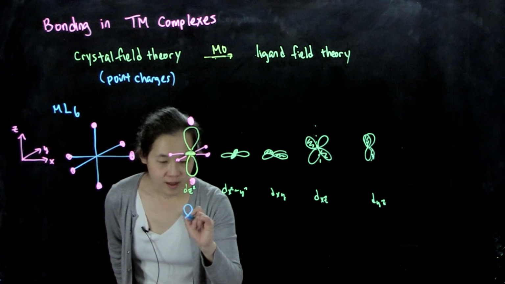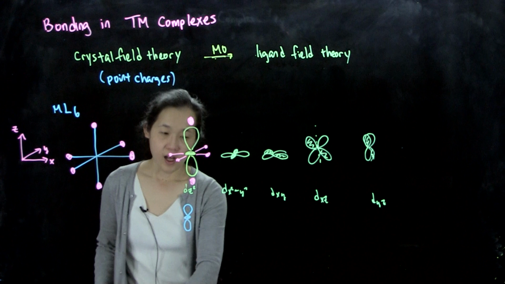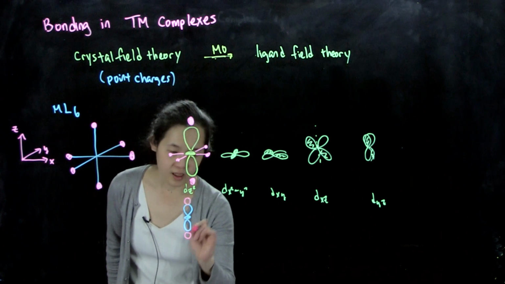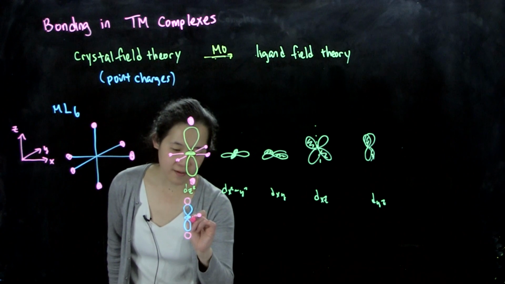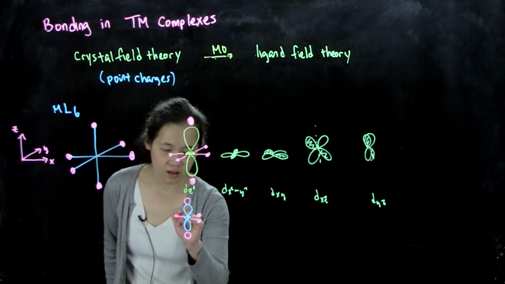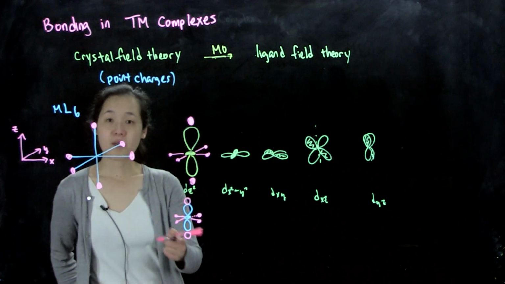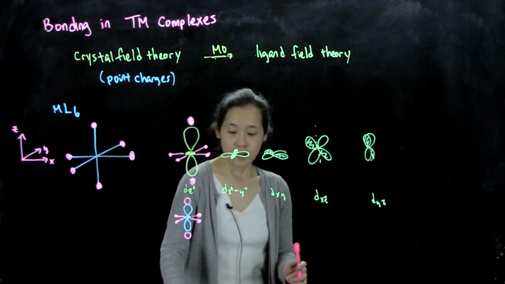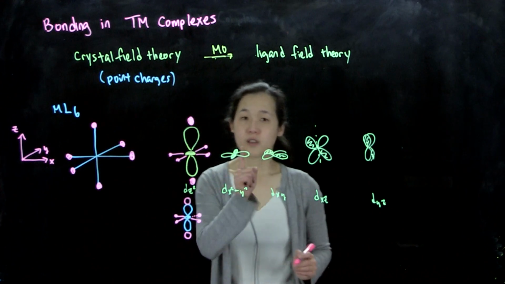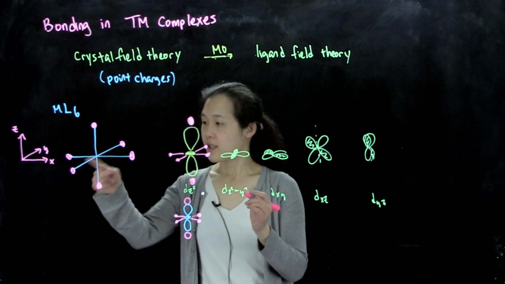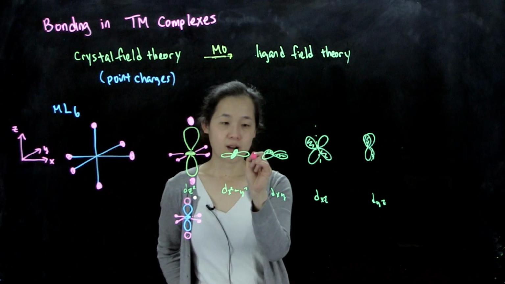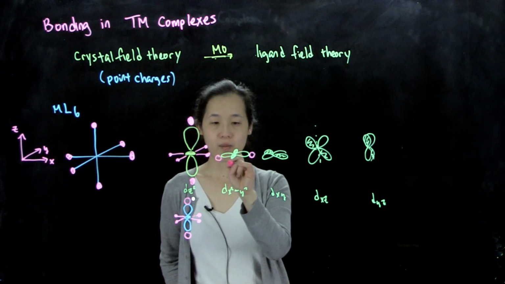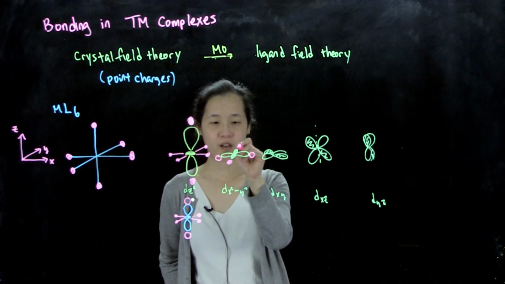So here's my dz squared orbital. I could form a bonding combination that looks like this, and these would be the same phase, so shaded in. So this would be a bonding combination of your ligands with the dz squared, and there's really good interaction here. For the dx squared minus y squared, we could do the same thing. These equatorial ligands in the xy plane could interact very well because these lobes are pointed just down the x and y axes, so we could form a bonding combination this way, or put point charges. I'll just draw that one.